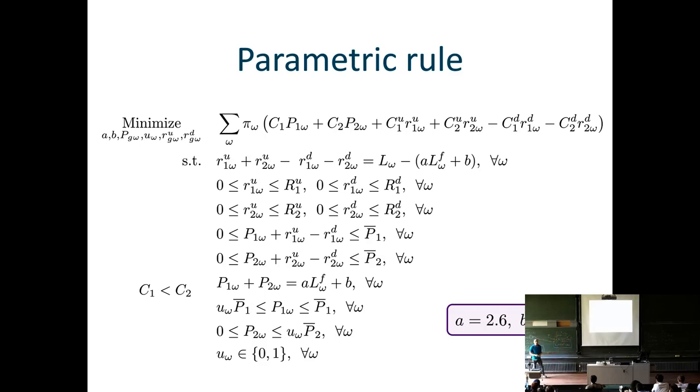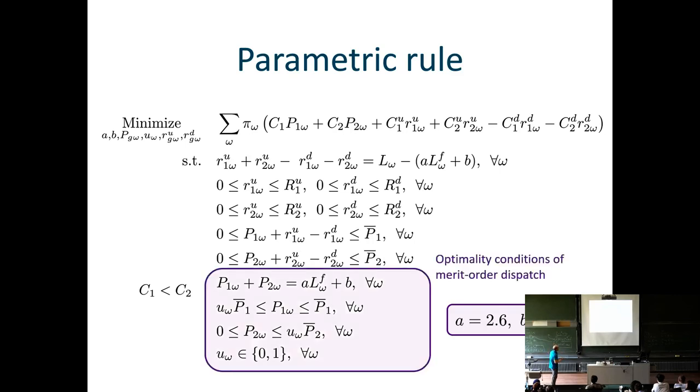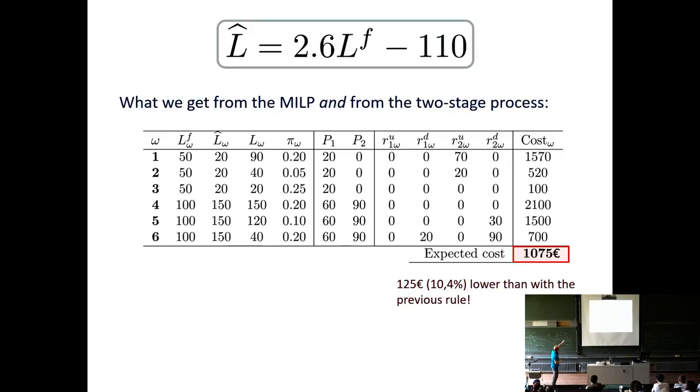We get this. This is the third rule. And this is hopefully already doing what we want it to do, because we have embedded the two-state decision problems in our training algorithm. Okay? So we get the rule, and we get the same table.